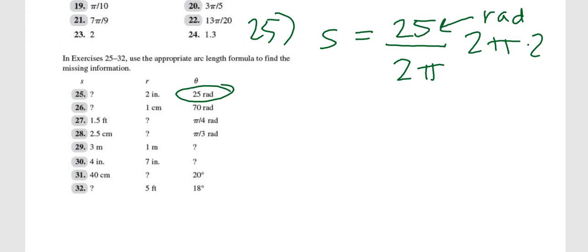Now, if you're only dealing in radians, that's why their formula works, S equals R theta, because the 2 pi's are always going to cancel out if you're in radians. Not true when we get down to degrees. So what do you get? 50, right? 2 times 25.